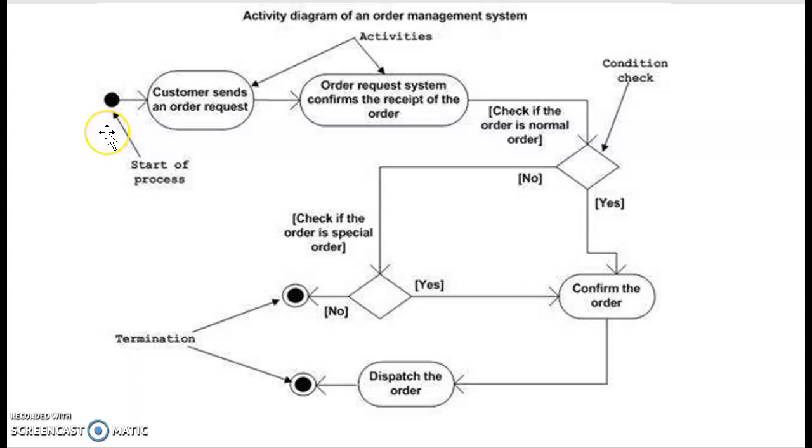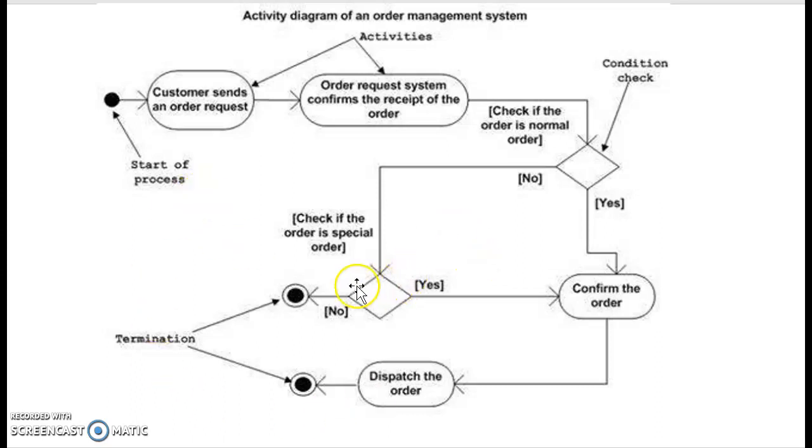This bold dot, shown in the form of a dark bold dot, is called the start of the process. In the diagram there are four main activities: send the order, receipt of the order, confirm the order and dispatch of the order. So these are being shown in this particular activity diagram.